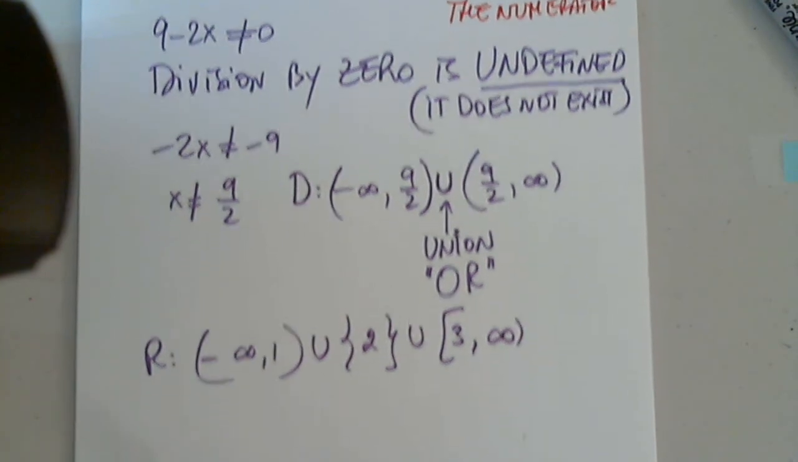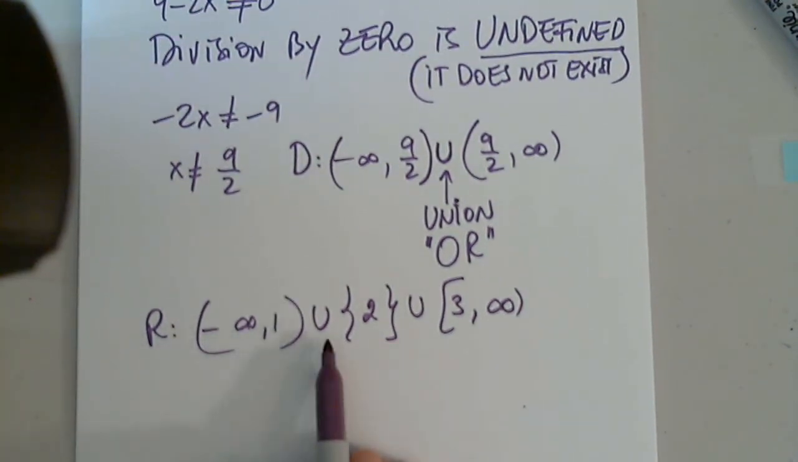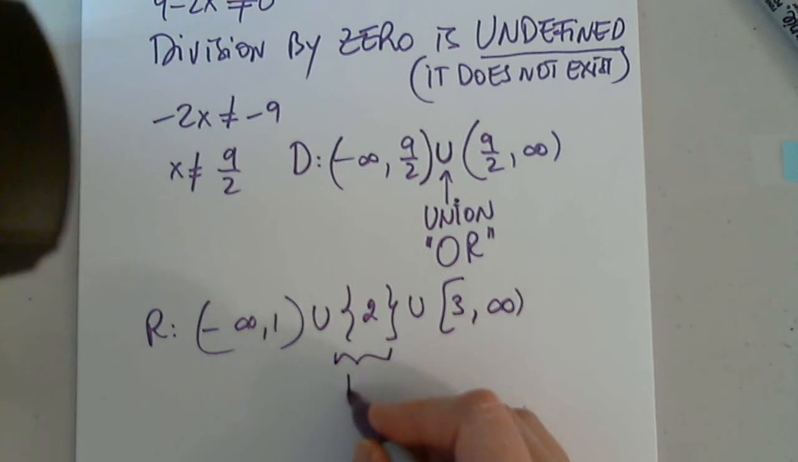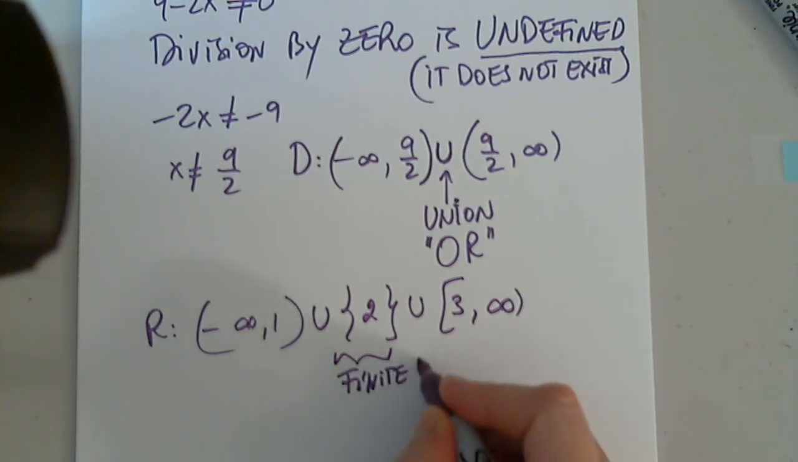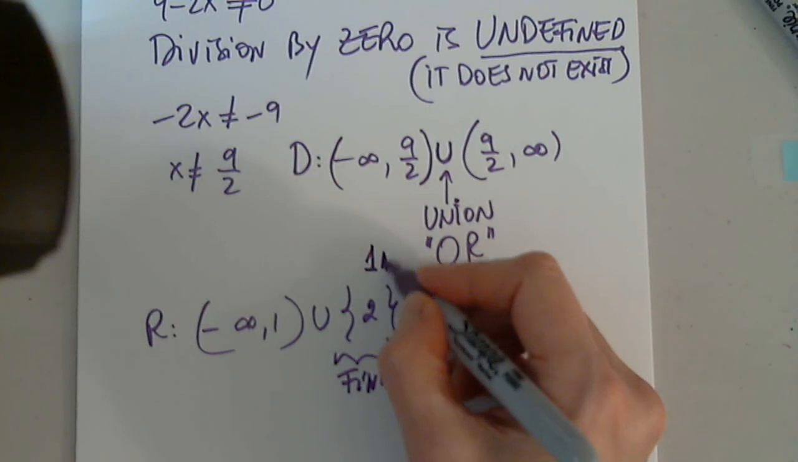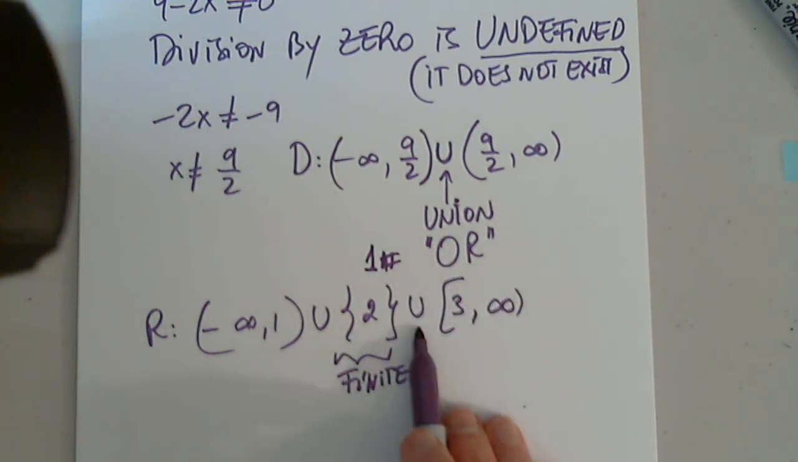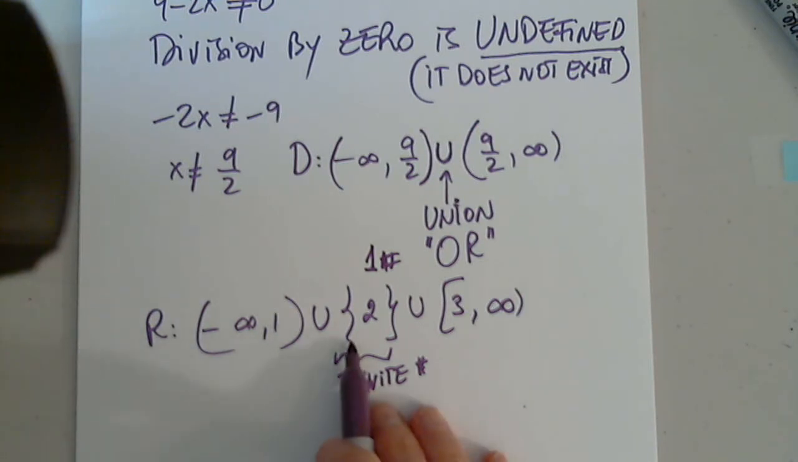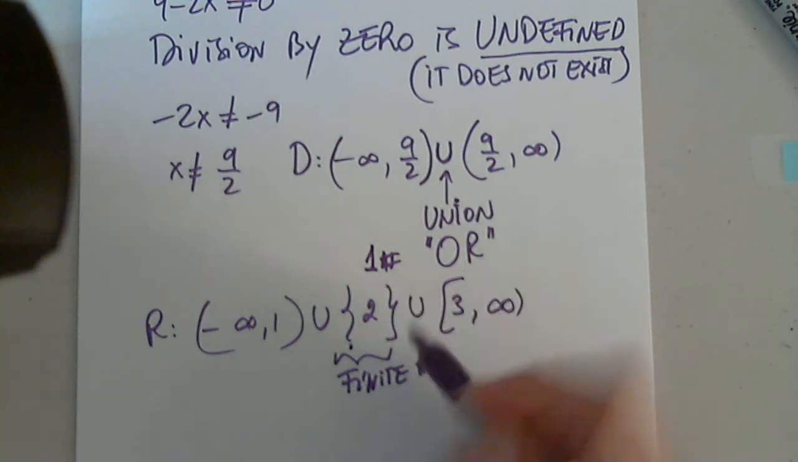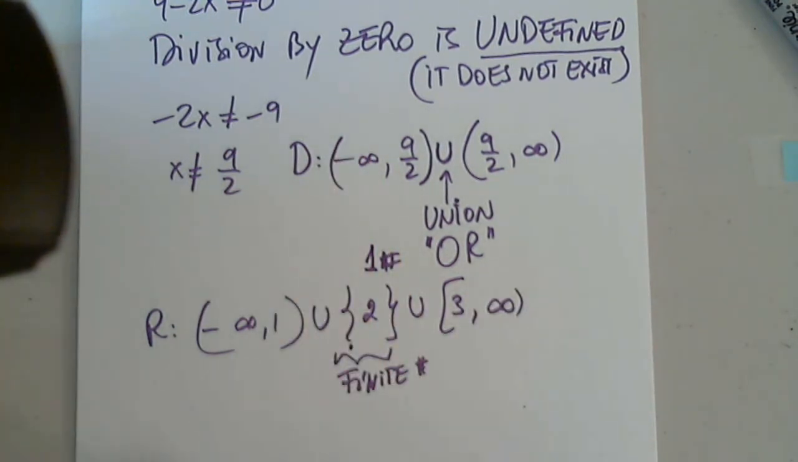So here it is, one more time, my apologies. Negative infinity to 1, union 2, because this is just a finite number, in this case just one number, union again, 3 to infinity. The curly bracket, if it's just a finite number, yes. You cannot use parentheses for one entry. Parentheses and brackets are used for intervals. This is a number, not an interval.